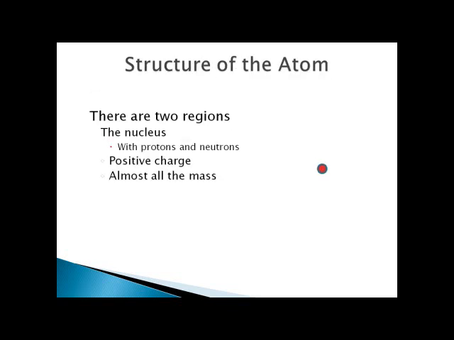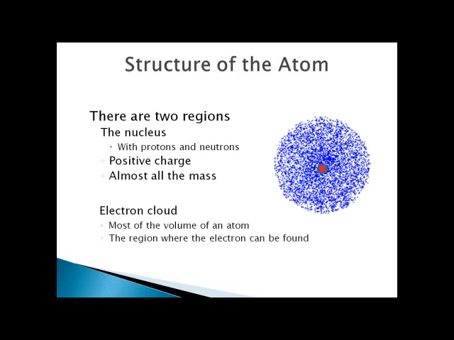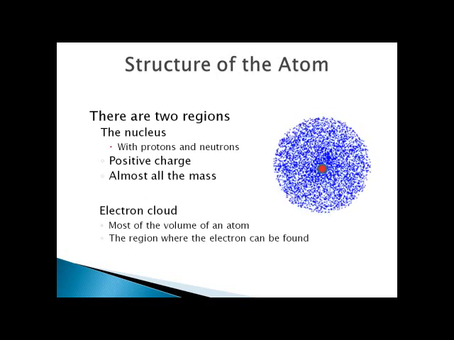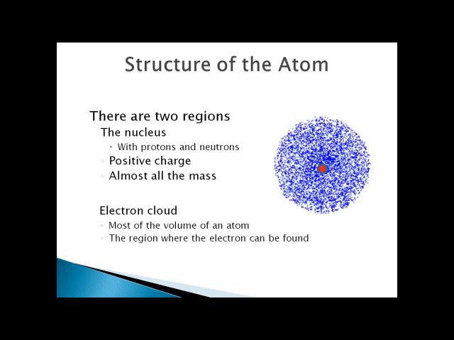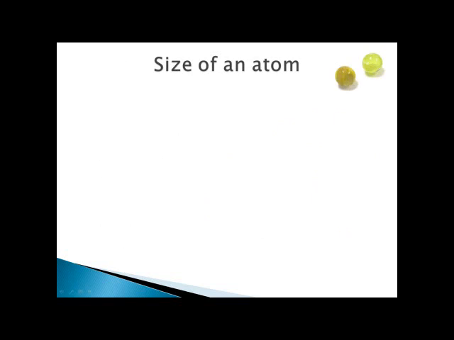Now, the atom has two main regions: the nucleus, which contains the protons and the neutrons, has a positive charge, and has almost all of the mass of the atom. It is surrounded by an electron cloud, which makes up most of the volume of the atom, and that is the region where you find the electrons.